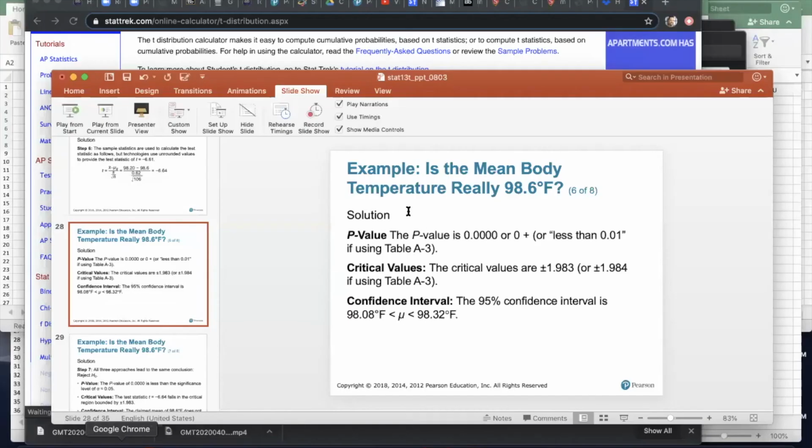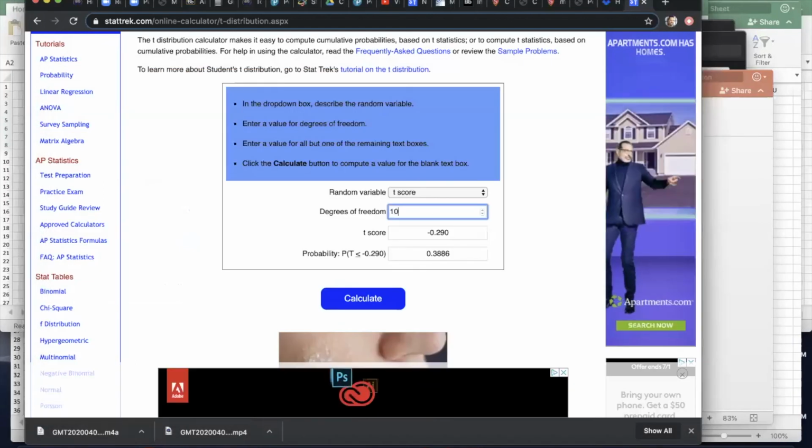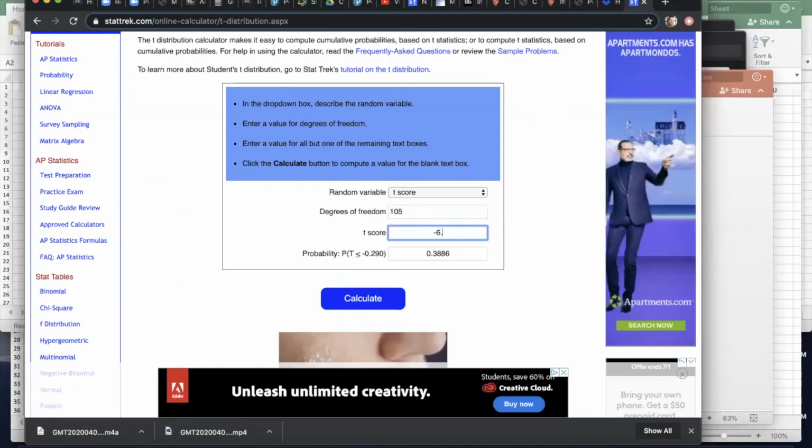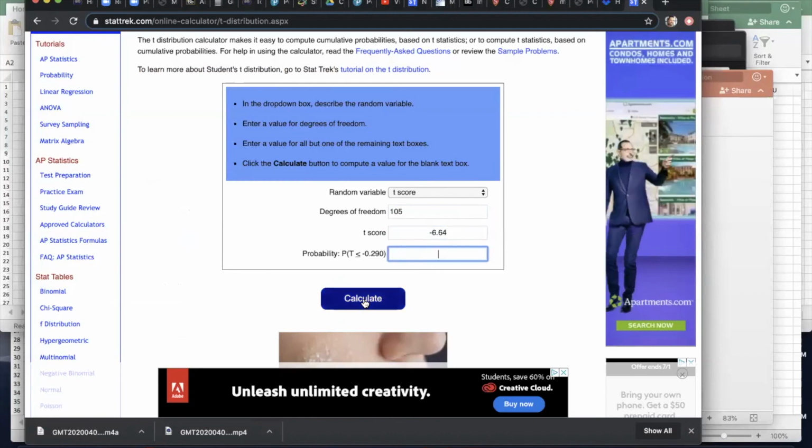So I'm going to change the degrees of freedom to 105. And my t-score, I'm going to use the one we got out of the formula, negative 6.64. And now I need to erase this or the website will complain. Okay, there it is, 0.0000. It's not exactly 0, but that's what it rounds to at 4 decimal places.